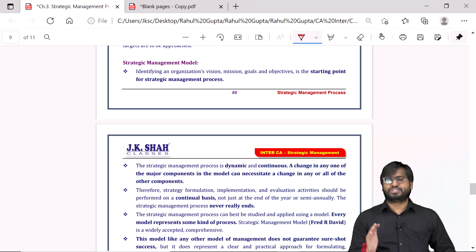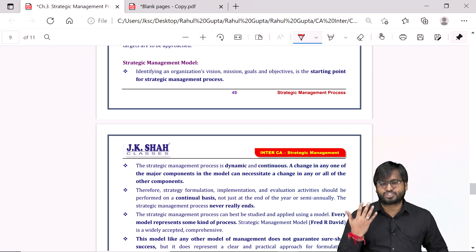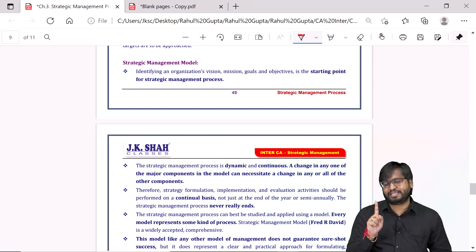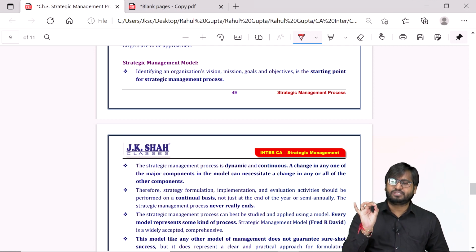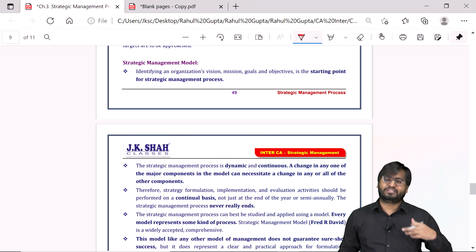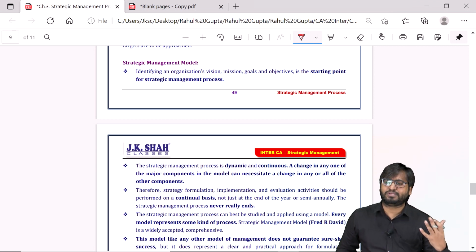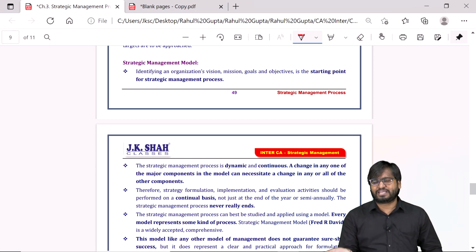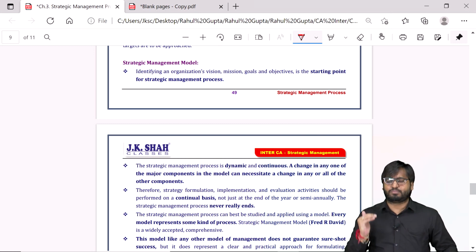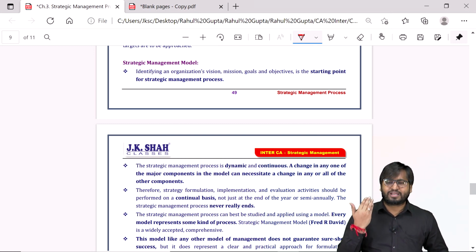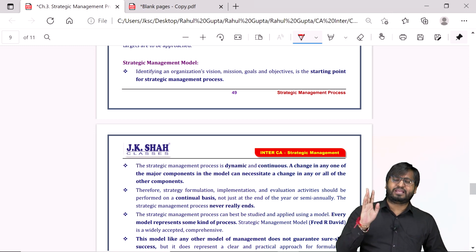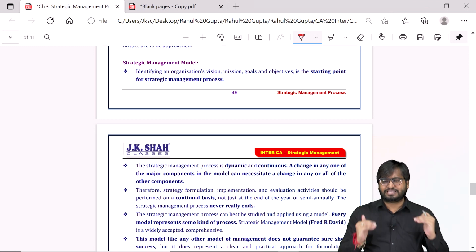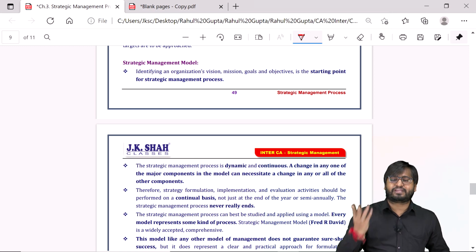So if an organization wishes to use strategic management tool, so what are the stages? Number 1, they will identify, they will develop their vision, mission, goals and objectives. So either they'll identify or they'll develop their own vision, mission, goals and objectives. Once they have developed their own vision, mission, goals and objectives, then they'll do analysis. There are 2 kinds of analysis: internal organizational analysis, external environmental analysis.